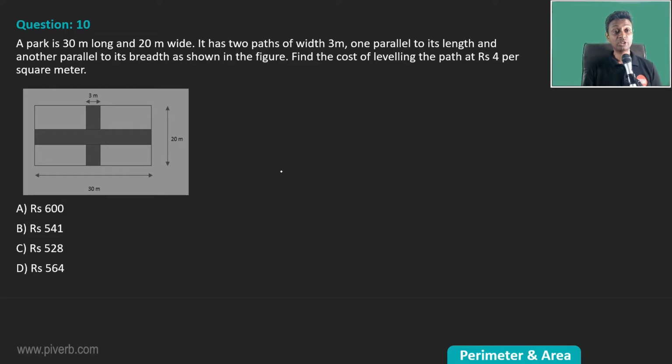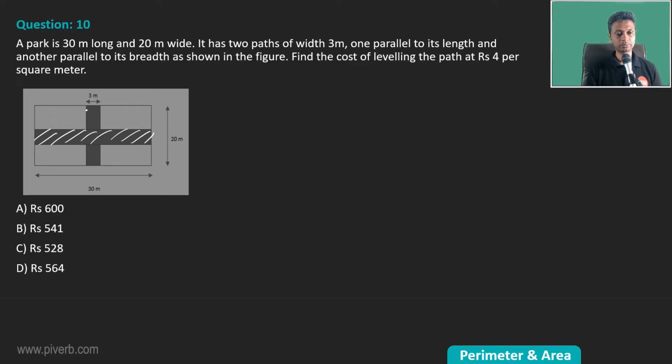A park is 30 meters long and 20 meters wide. It has two paths of width 3 meters, one parallel to its length and another parallel to its breadth, as shown in the figure. Find the cost of leveling the path at rupees 4 per square meter. Effectively, we need to find the area of the shaded region.